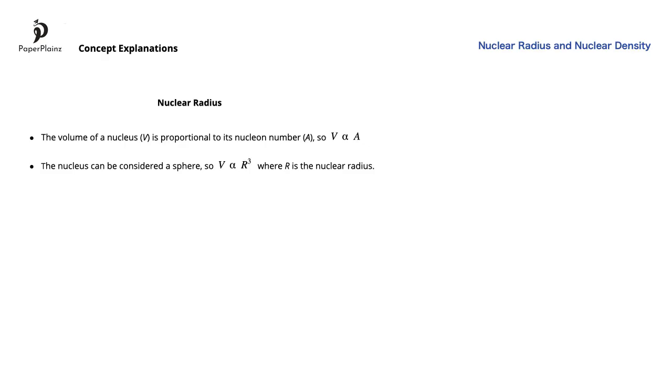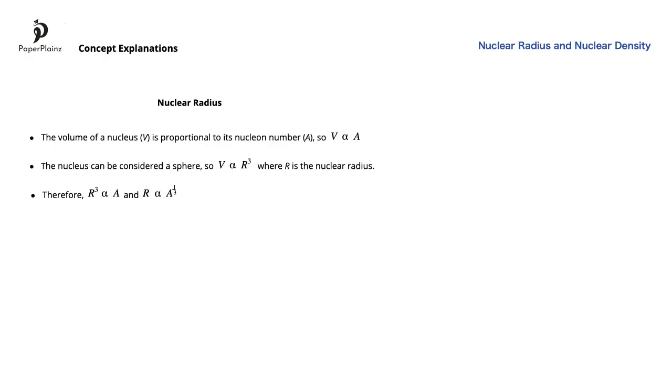Logically, the volume of a nucleus, V, is proportional to its nucleon number, A, so we can write that V is proportional to A. Assuming that the nucleus is a sphere, we can write that V is proportional to R cubed, where R is the nuclear radius. Combining our two expressions, we get that R cubed is proportional to A, and taking the cube root on both sides gives us that R is proportional to the cube root of A, or A to the power of 1/3.